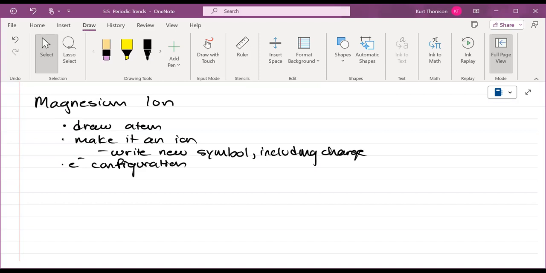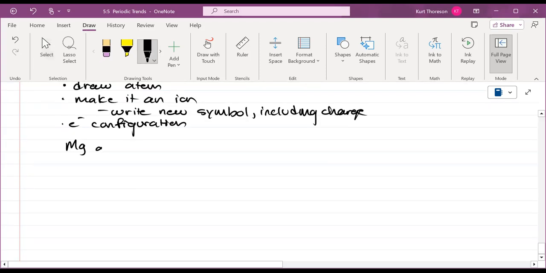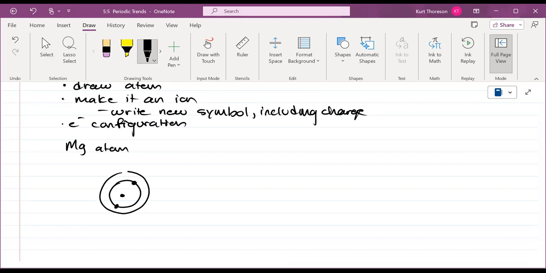Okay, I think that's long enough. Magnesium atom. How many total electrons does it have? 12. How many electrons go in the first shell? How many go in the second shell? How many can fit on the third shell? 2 plus 8 plus 2 is going to be 12.